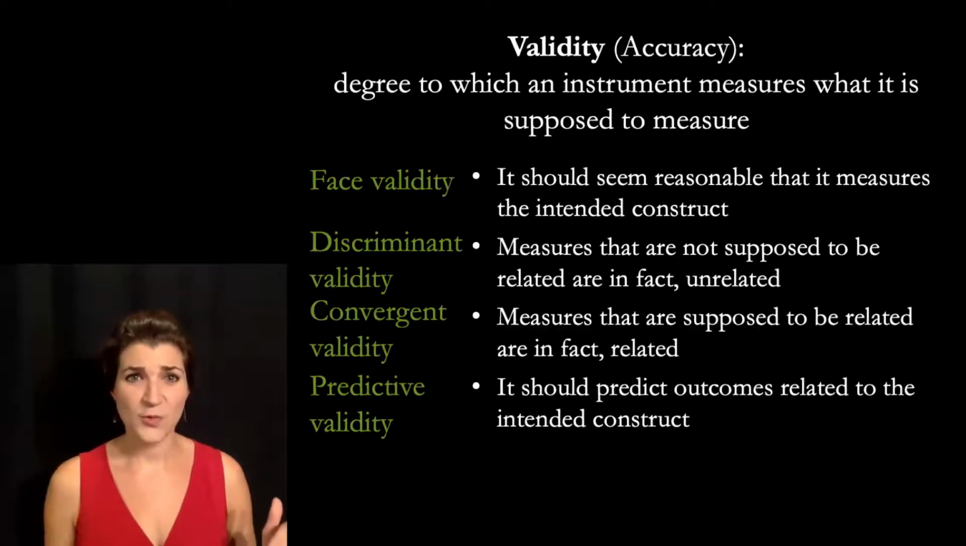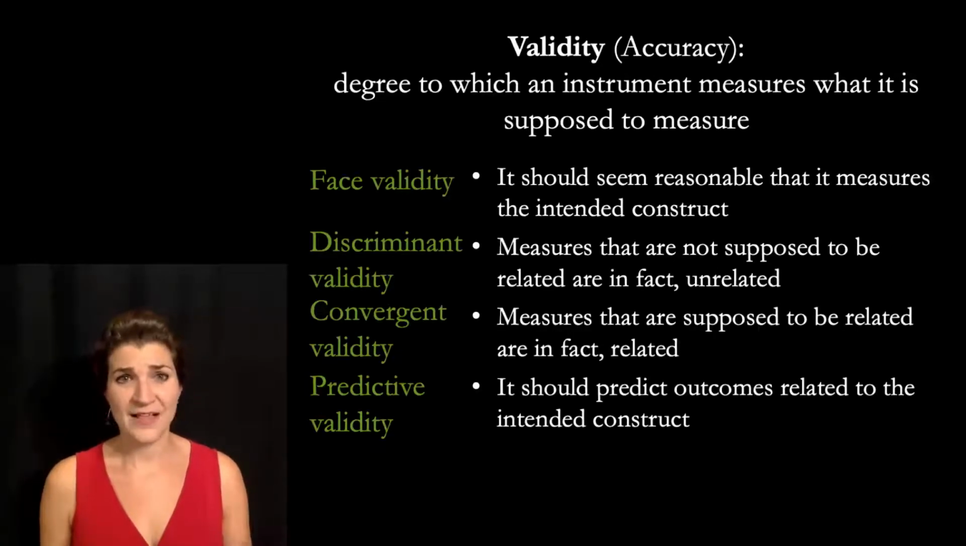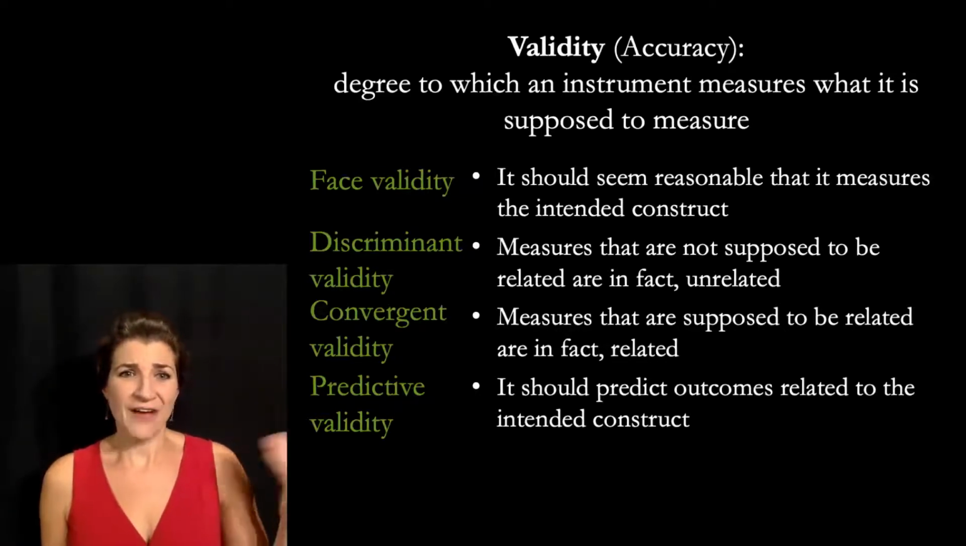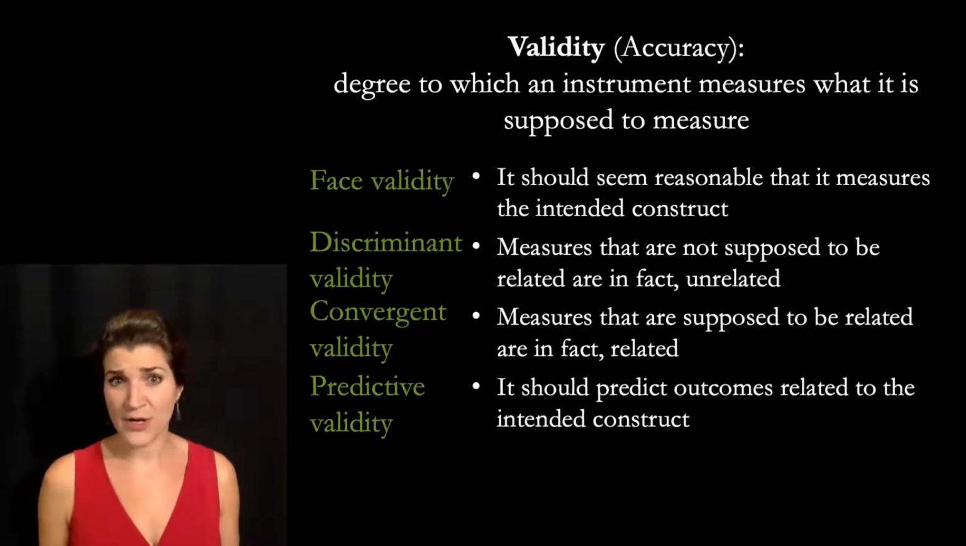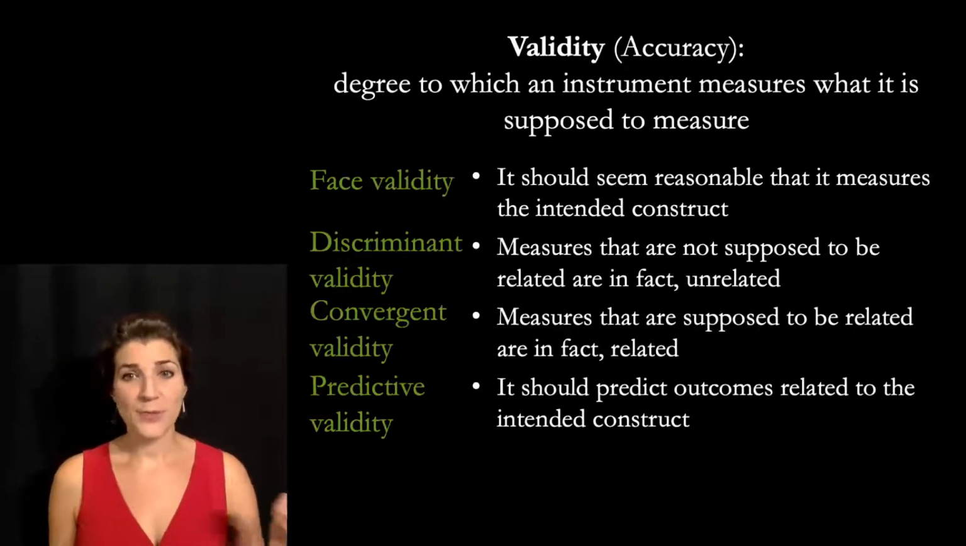Yeah. So she's also concerned about predictive validity. That is the extent to which a measure predicts outcomes that are related to the intended construct. So if I know something about your score on this test, if I know something about your enthusiasmometer measure, I should be able to predict something about your real world behavior, right?